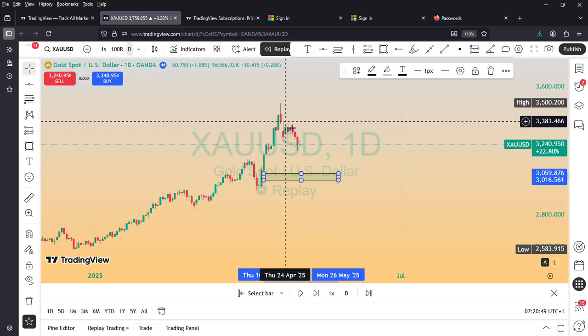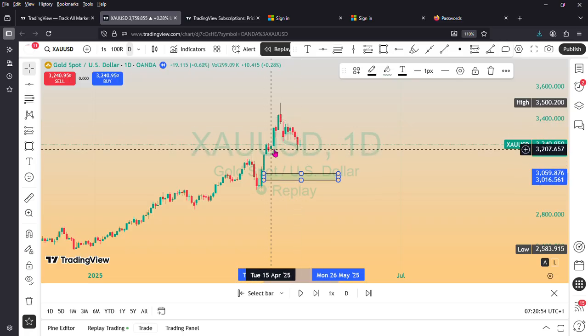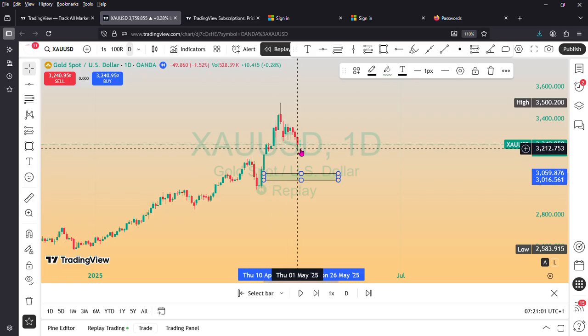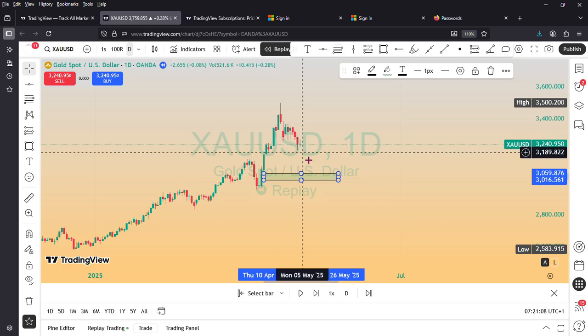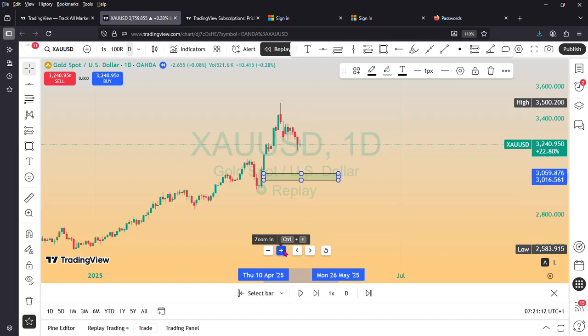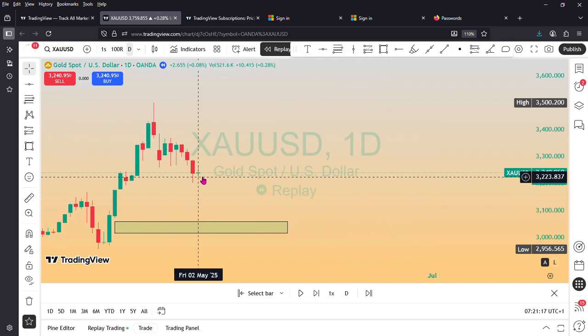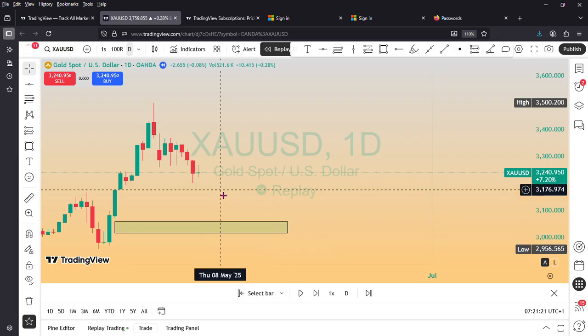So when the market started coming down, it came and respected this bullish engulfing candle. That is where the market tapped into. This is our bullish engulfing candle. It tapped into it, rejected the price, and gave us a doji candle. You can see that this is a doji candle here. Let me zoom in for you to see. This candle now is a doji candle.